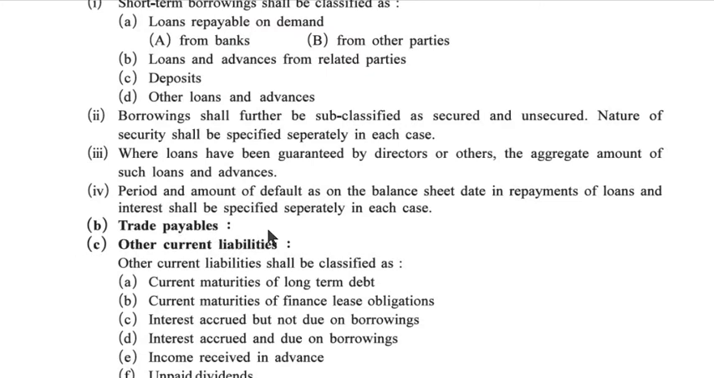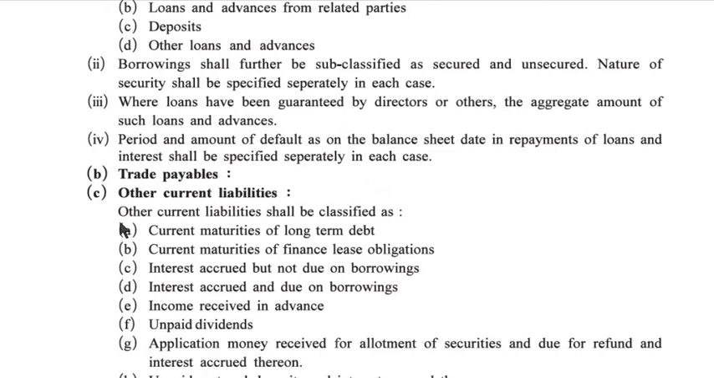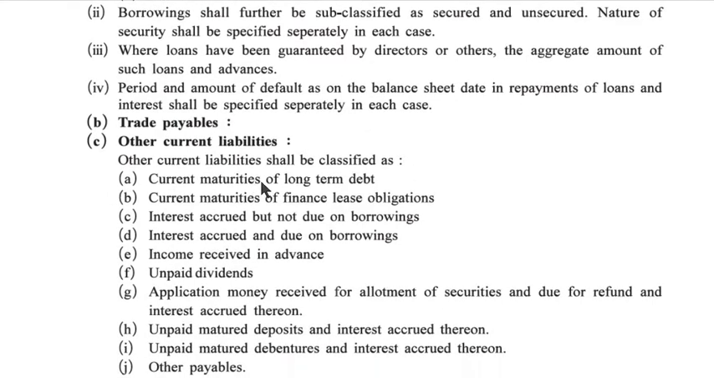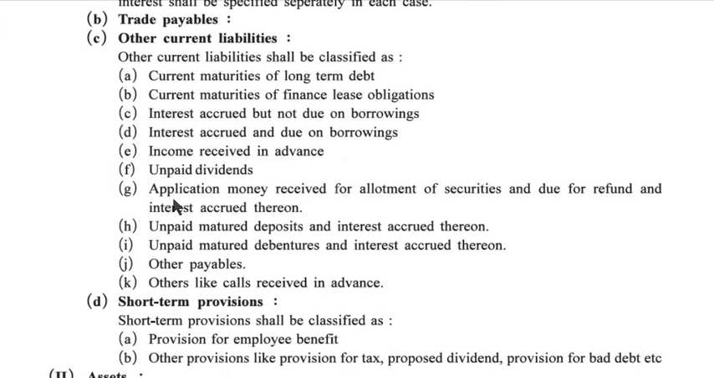Trade payables. Other current liabilities. Other current liabilities shall be classified as A, current maturity of long-term debt. B, current maturity of finance lease obligations. C, interest accrued but not due on borrowings. Interest is there but not due on borrowings. D, interest accrued and due on borrowings. Here not due, but here due. Income received in advance, unpaid dividend.